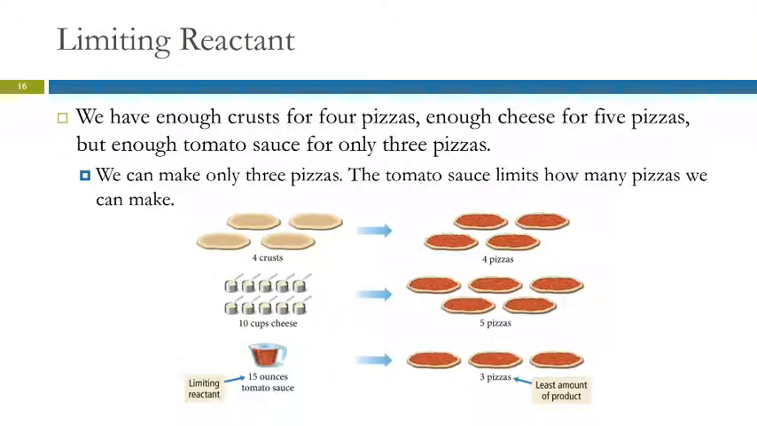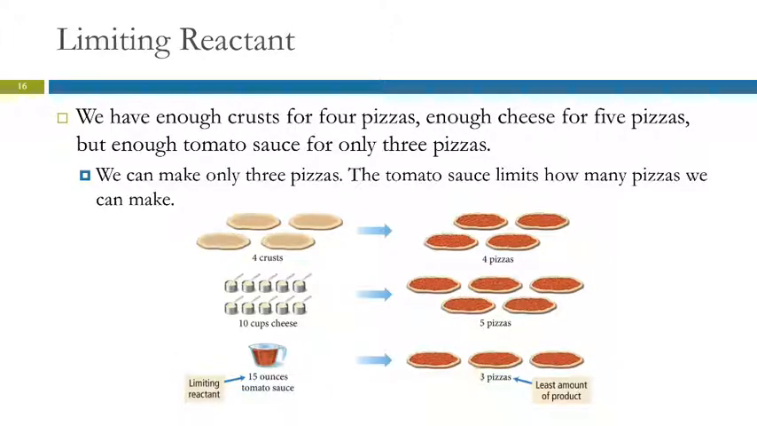So here's this in picture form. 4 crusts make 4 pizzas. 10 cups of cheese, we could make 5 pizzas. 15 ounces of sauce, we could make 3 pizzas. So the way we solve a problem like this is we look at each of the ingredients we have and we figure out how much product we could make. The actual amount that could be made is the smallest amount, because once you reach that smallest amount, you've run out of one of the ingredients or one of the reactants.